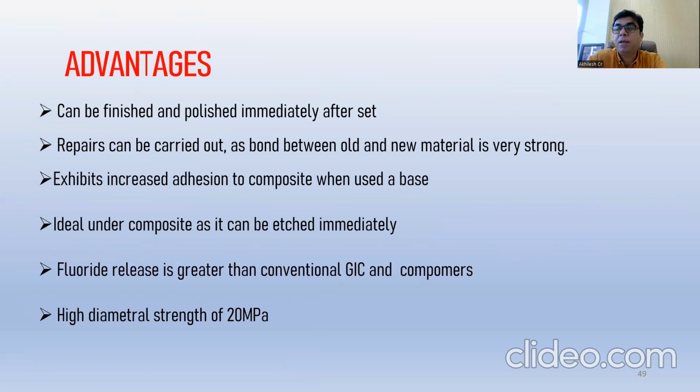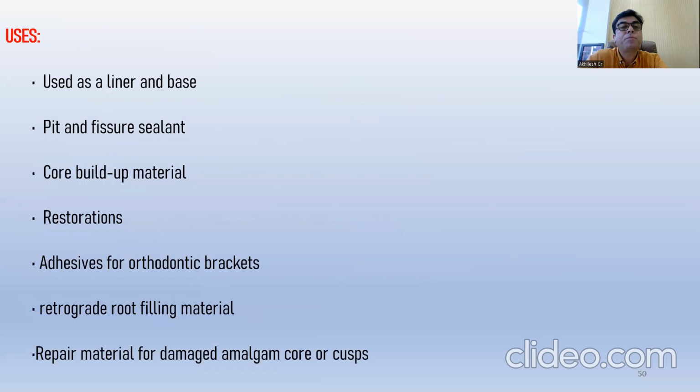The advantages are it can be finished and polished immediately after the set. Repairs can be carried out as the bond between old and new material is very strong. It exhibits increased adhesion to the composite when used as a base. It is ideal under composite as it can be etched immediately. Fluoride release is greater than conventional GIC and compomers. High diametral strength of 20 megapascal.